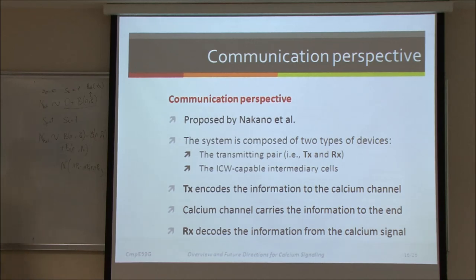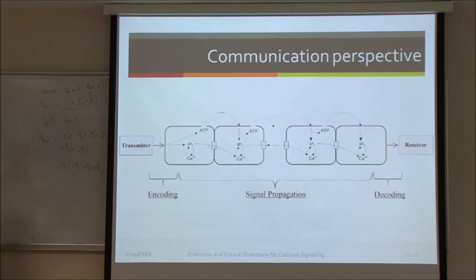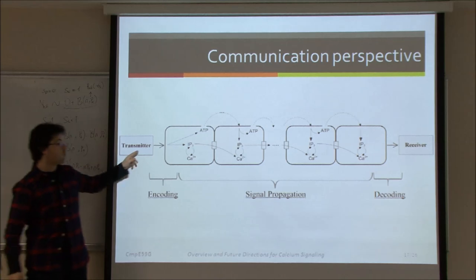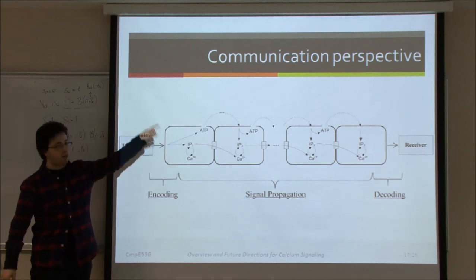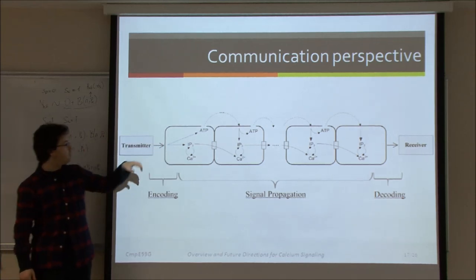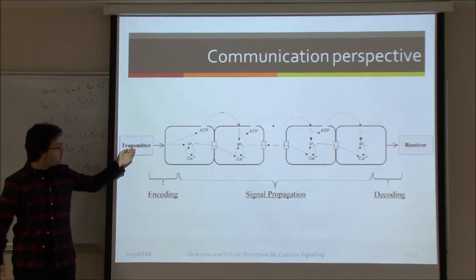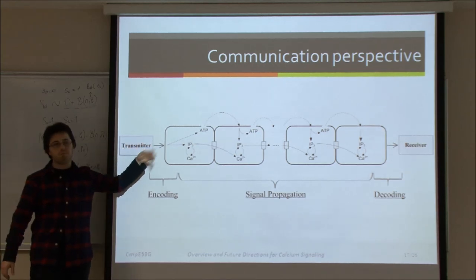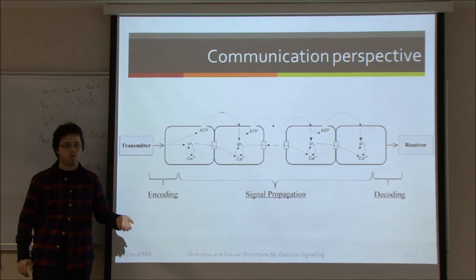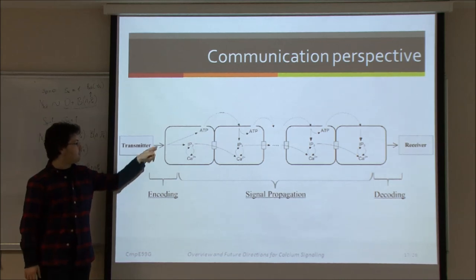Okay, on top of these biological concepts, Nakano et al. proposed this calcium signaling thing, which is composed of actually three parts: a transmitter, the calcium channel, and the receiver. So there's a transmitter, which has a message to send to the receiver. It somehow releases a chemical, some temperature, whatever you call that.